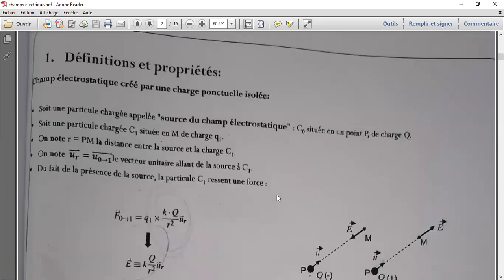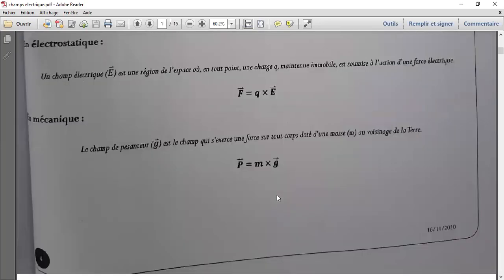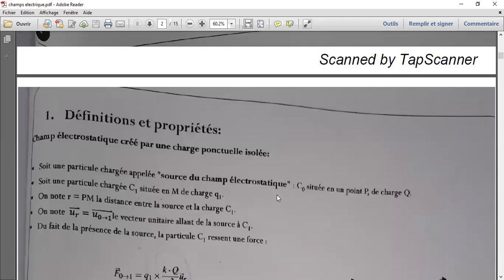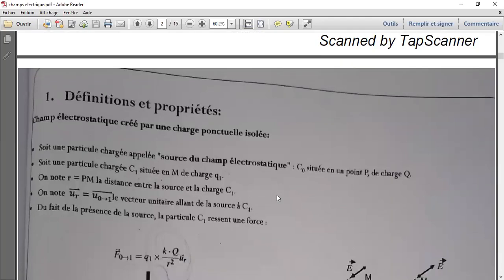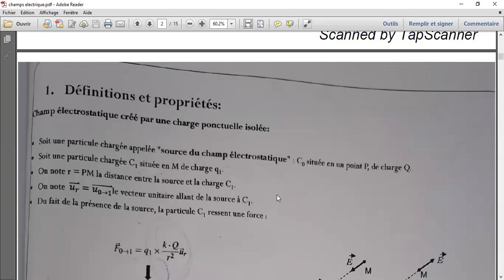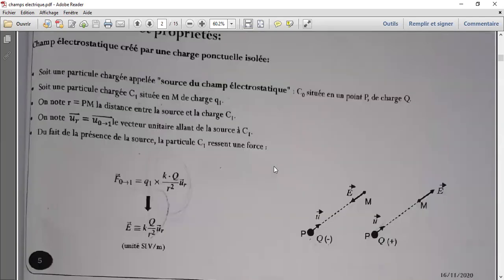We're going to explain more on the champ électrique, how it works, to make the definition clear. For champ électrique, what you should know is that there's a charge called source de charge électrostatique. So there's a source where the force is coming from, meaning this source or particle is the one creating an area which is electric.